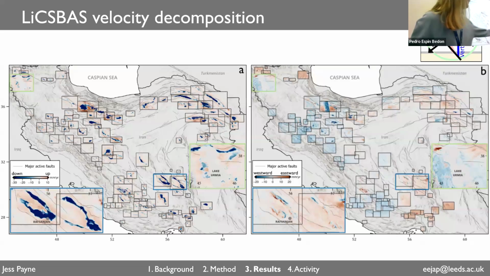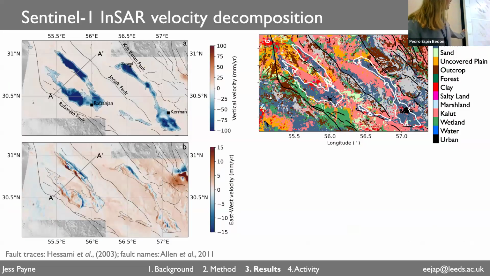Looking in a bit more detail at this region I'm using here, which is in central Iran, you can see there's quite a lot of detail in the velocities. This is the vertical, where blue is going down, and this is the east-west, where blue is moving to the west. You can see there's quite a lot of heterogeneity in space in the vertical as well as east-west, and really nice patterns of where the east-west velocity switches sign.